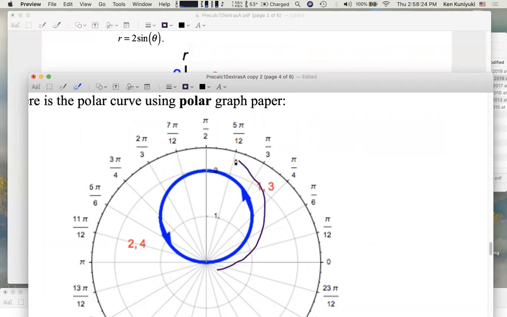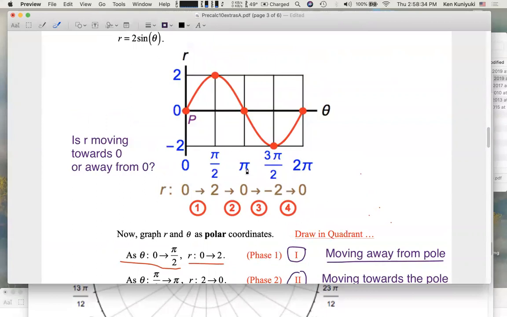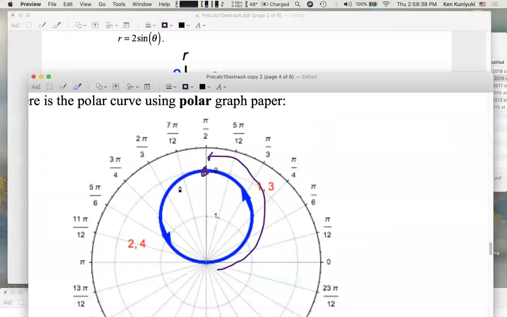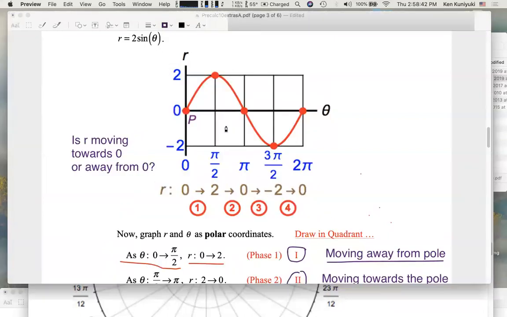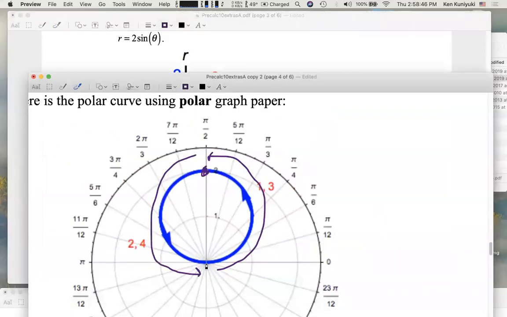As the angle increases, here's pi over 2, and we're at the North Pole over here. Maybe put the arrow here. You've got to put an arrow at some point. And then as theta goes from pi over 2 to pi, R goes from 2 towards 0. The particle is moving towards the pole. And at theta equals pi, R equals 0. We're at the pole. We hit the South Pole here.